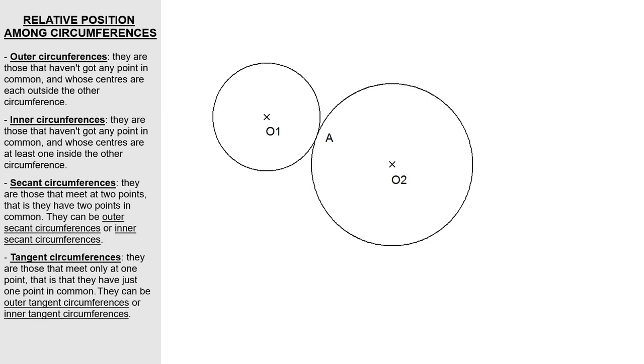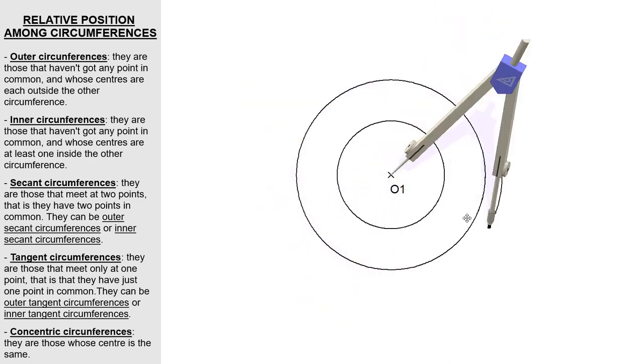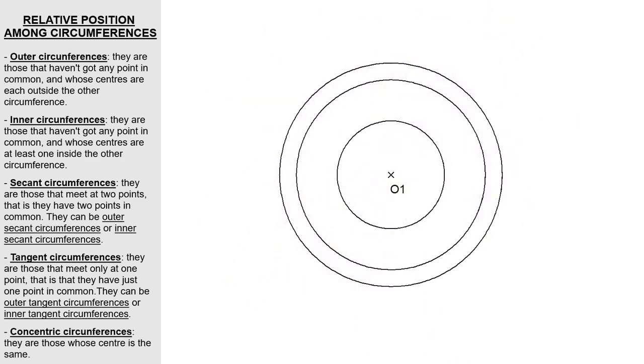If two circumferences only have 1 point in common, that is, they only touch each other at 1 point, they are tangent circumferences, and they can be outer tangent circumferences or inner tangent circumferences as well, depending on the position of their centers in relation to the other circumference. Last, when two or more circumferences share the same center, they are concentric circumferences.